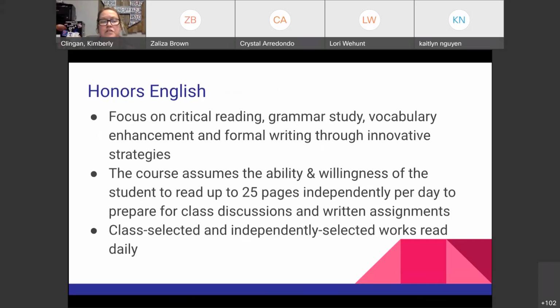For honors English, students need to focus on critical reading. They assume that students are willing to read an extra 25 pages on their own every day to prepare for discussions and written assignments. So that means that likely those 25 pages are not going to be graded, but they're expected to participate in that anyway. And students are expected to independently select and read every day.